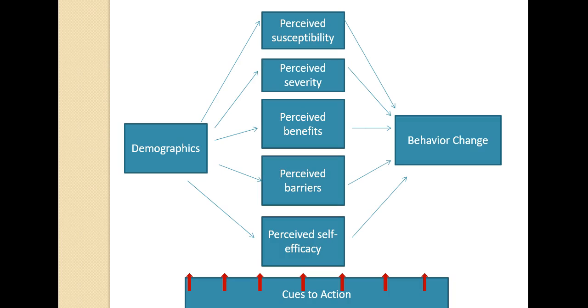And the last construct there is perceived self-efficacy, and this was added later to this model. It was not part of the original model. What it is looking at is, do they believe that they can do what you want them to do? Do they believe they can exercise every day? Do they believe they can eat healthy foods? Do they believe they can quit smoking? The more likely they believe it, the more likely they are to do it.